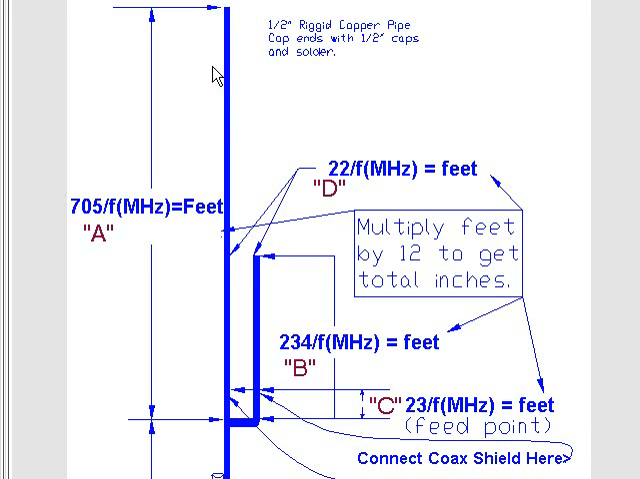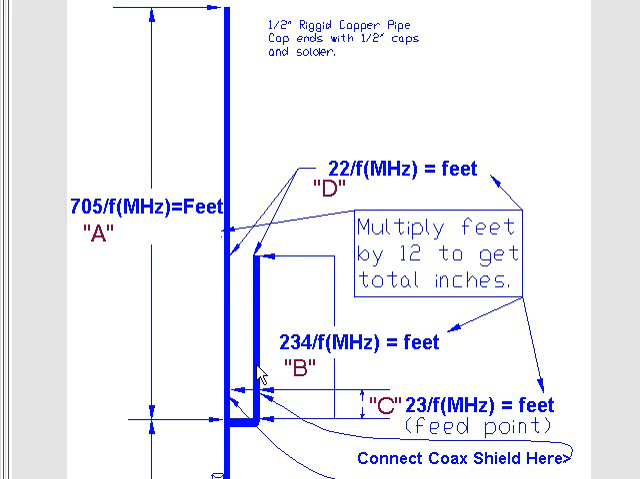Now, the long element denoted in this image as A is 705 divided by the frequency in megahertz. That will equal your feet. Now, this from tip to tip, where I'm pointing with my cursor, is actually half wave, and then the rest of it will be full wave. So usually that's close to a full wave. But depending on your standing wave ratio and your feed point, that can differ.